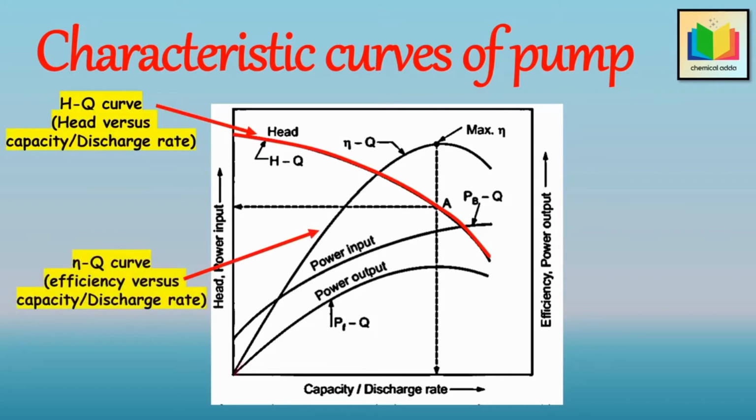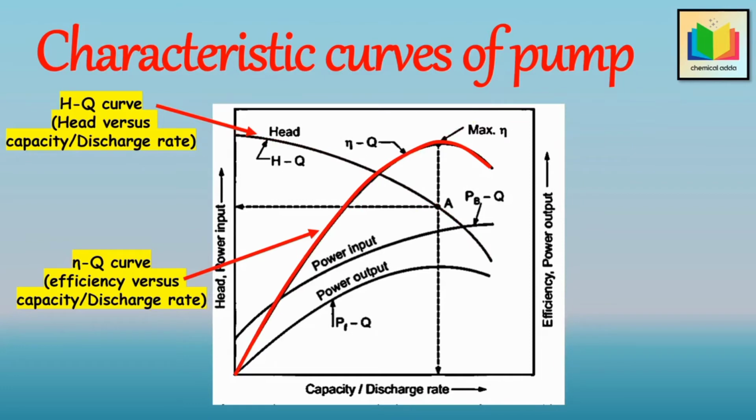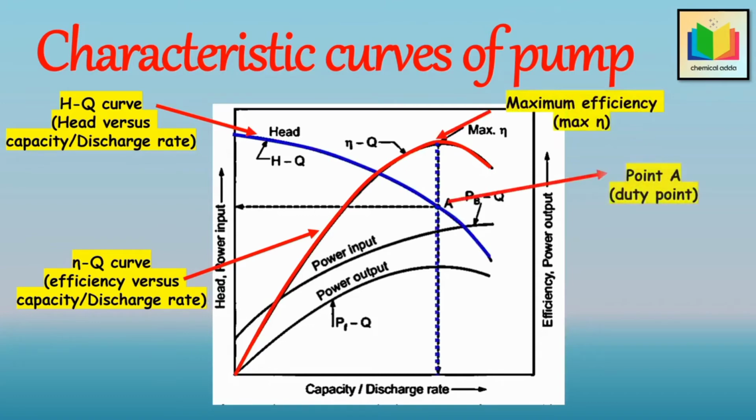It is clear from eta Q curve that efficiency rises rapidly with discharge at low discharge rate, then reaches a maximum in the region of the rated capacity and then falls. But the head, at first, falls slowly with Q, and eventually falls off rapidly. Hence, the optimum conditions for operation are those at which the point where the head curve cuts the ordinate through the point of maximum efficiency. This point A is called as the duty point.